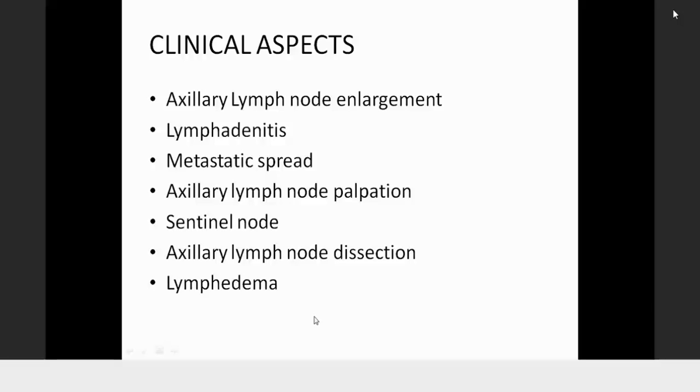We have anything you want to ask up till now? Yes, ma'am. Ma'am, please repeat sentinel node.